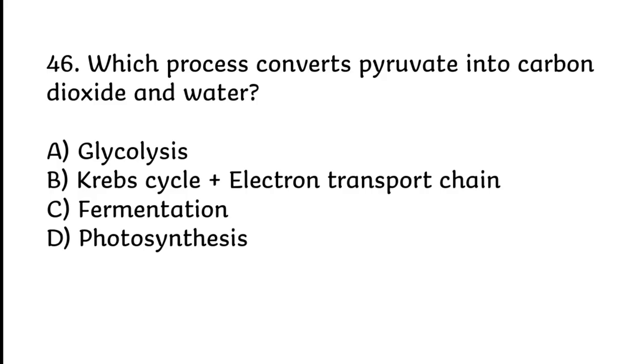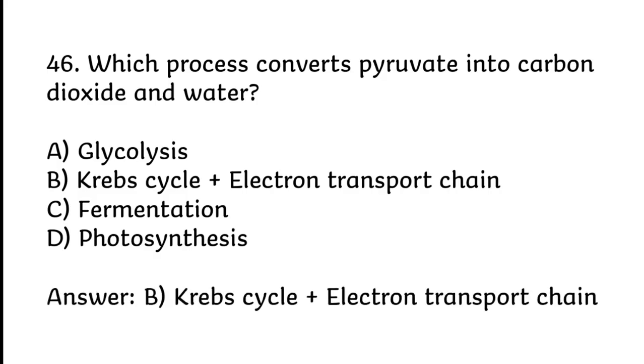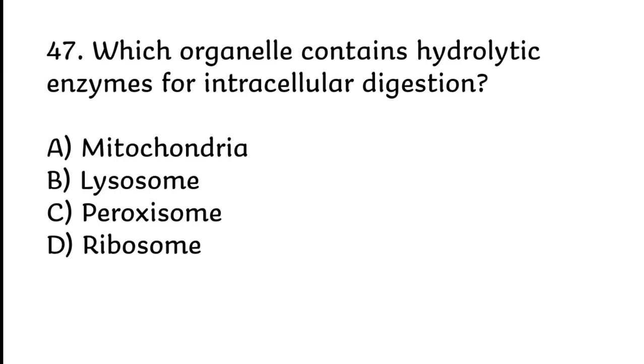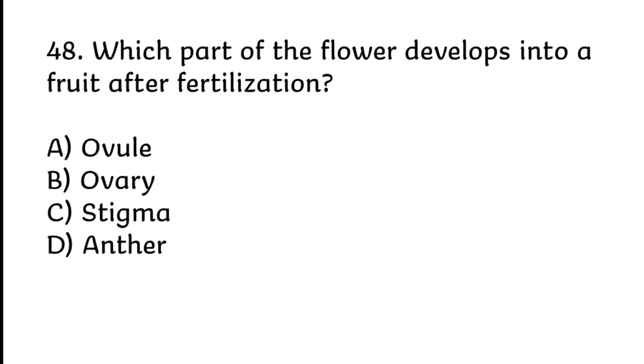Which process converts pyruvate into carbon dioxide and water? Correct answer is Krebs cycle plus electron transport chain. Which organelle contains hydrolytic enzymes for intracellular digestion? Correct answer is lysosome. Which part of the flower develops into a fruit after fertilization? Correct answer is ovary.